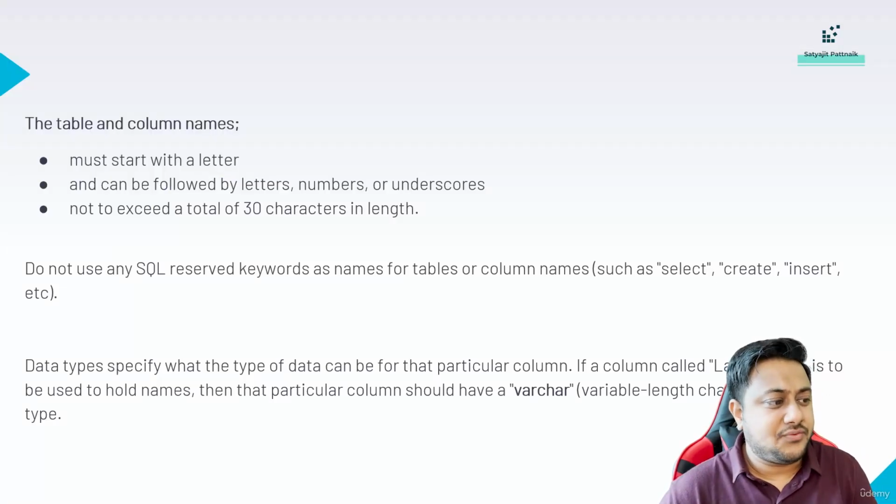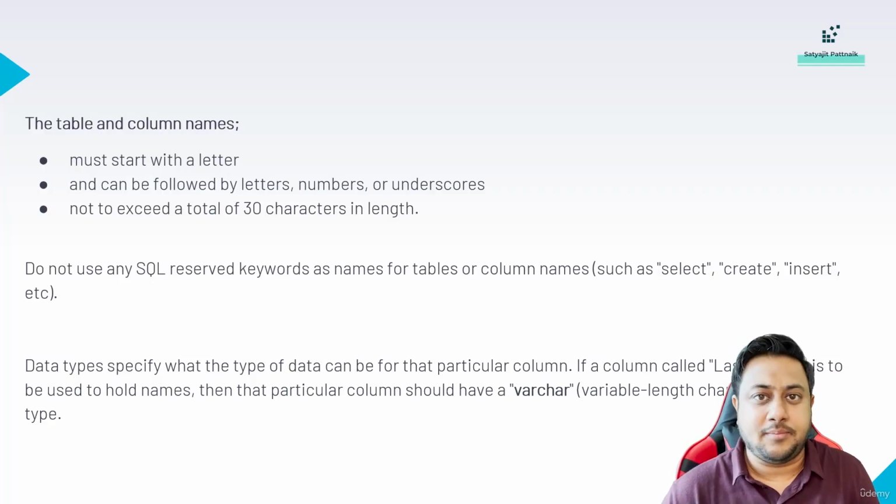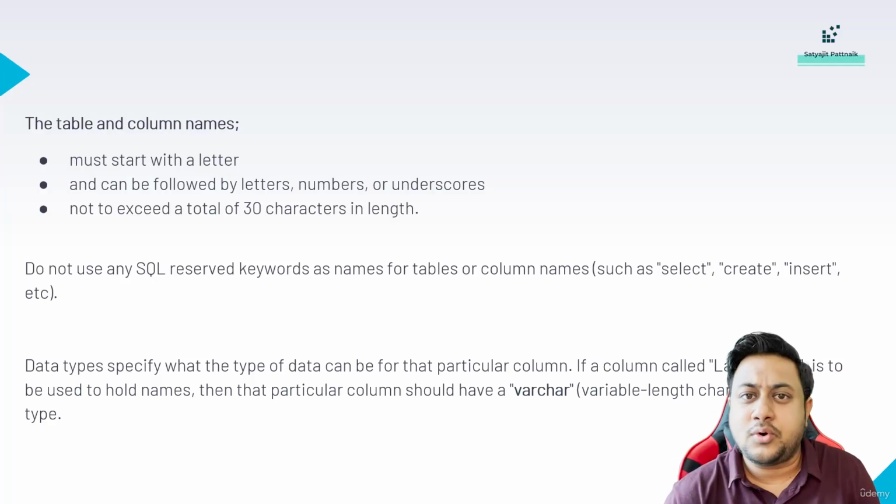Data types specify what the data type can be for that particular column. If a column called last name is to be used to hold names, then that particular column should be a varchar, which is a variable length character data type. So I hope everybody knows about data types.